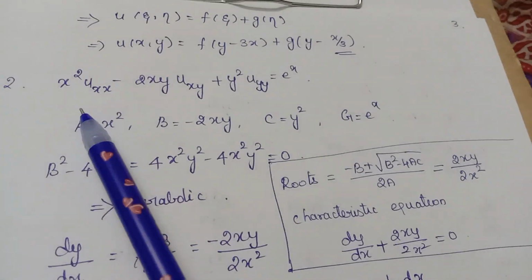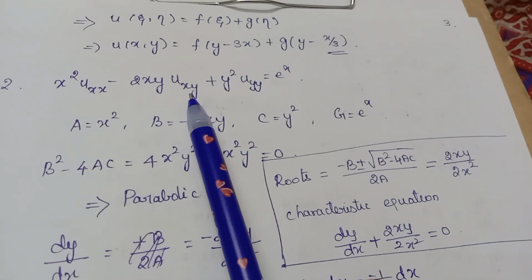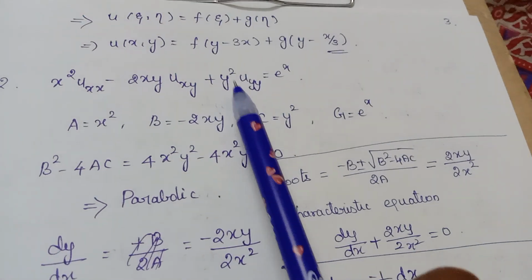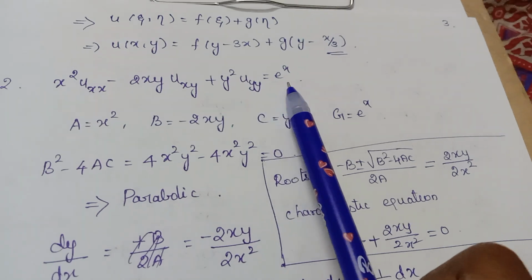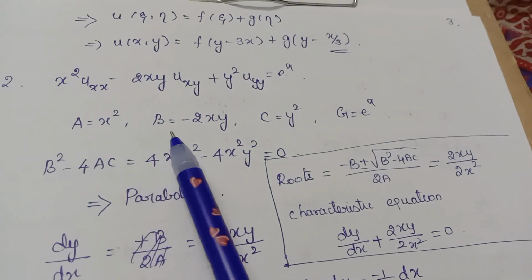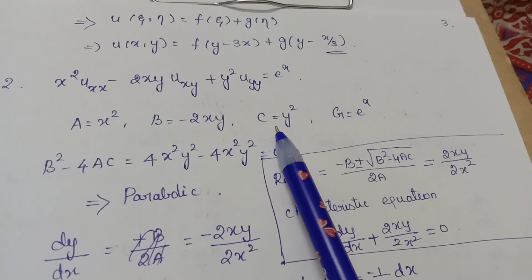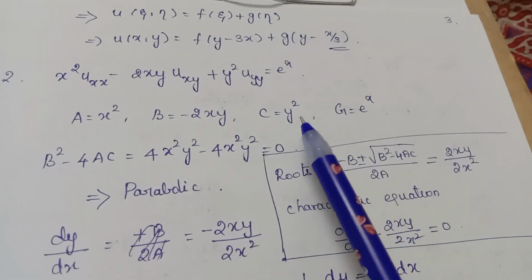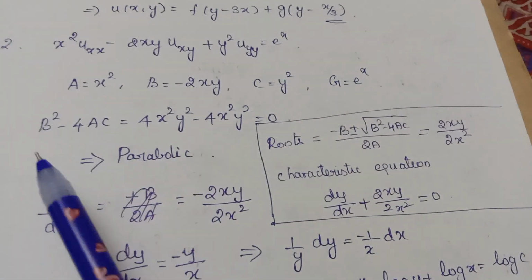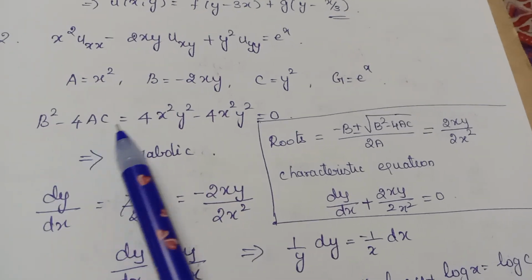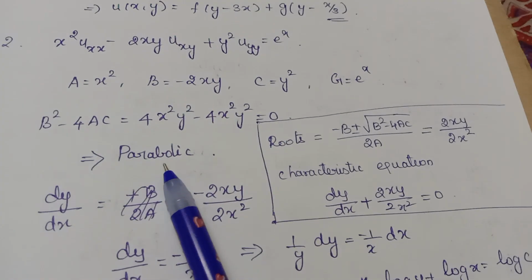The next problem, x square into uxx minus 2xy into uxy plus y square into uyy equal to e power x. So here a equal to x square, b equal to minus 2xy, c equal to y square, and g equal to e power x. E and f terms are 0. Now the discriminant value b square minus 4ac is equal to 0. So it is of parabolic type.